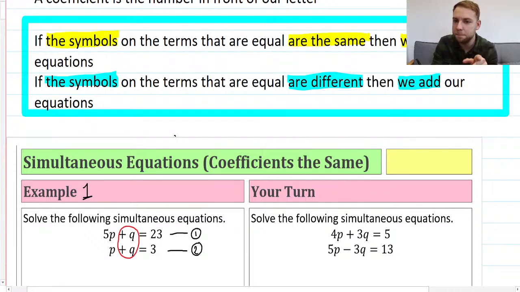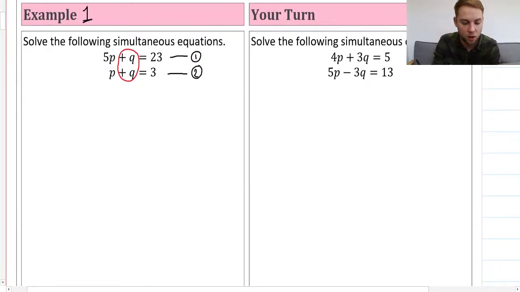So if the symbols on the terms that are equal are the same, then we subtract. And if the symbols on the terms that are the same are different, then we add. So what are the symbols on this Q? Are the symbols on the Q the same, or are they different? Well, we can see that it's both add Q.